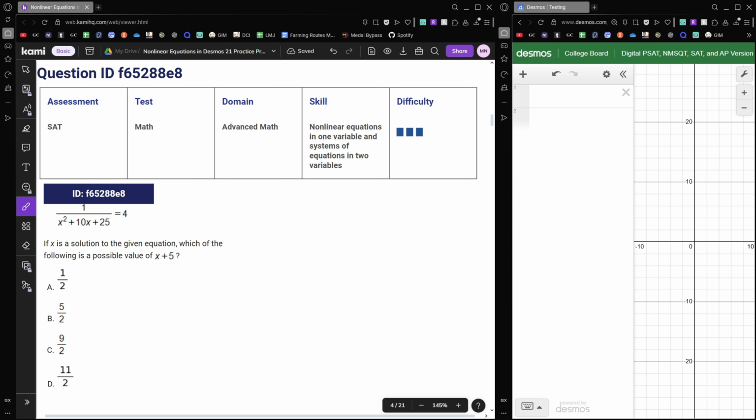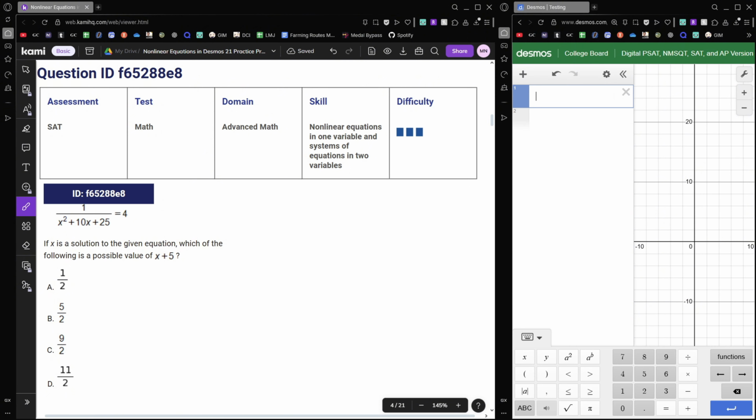Question number 4. If x is a solution to the given equation, which of the following is a possible value of x plus 5? Let's go ahead and type this equation into Desmos. 1 over x squared plus 10x plus 25 is equal to 4.